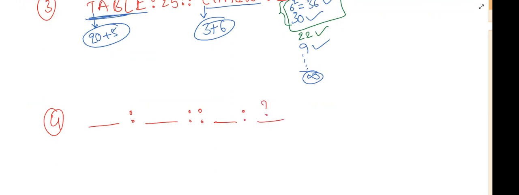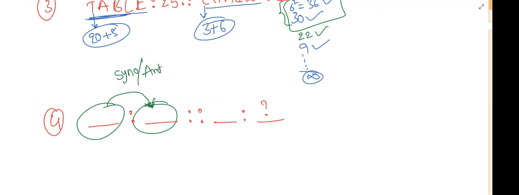Just tell me what may be the relation between these two words, keeping in mind the English subject. They may be synonyms or antonyms. So if this word is the synonym of this word, we have to search for its synonym in the given options. If this word is the antonym of this word, we have to search for its antonym in the given options.